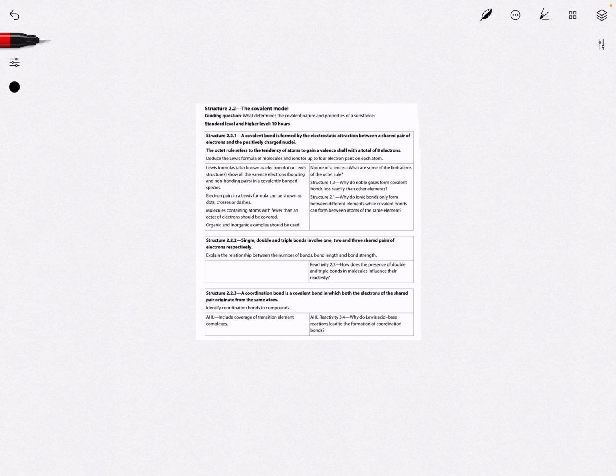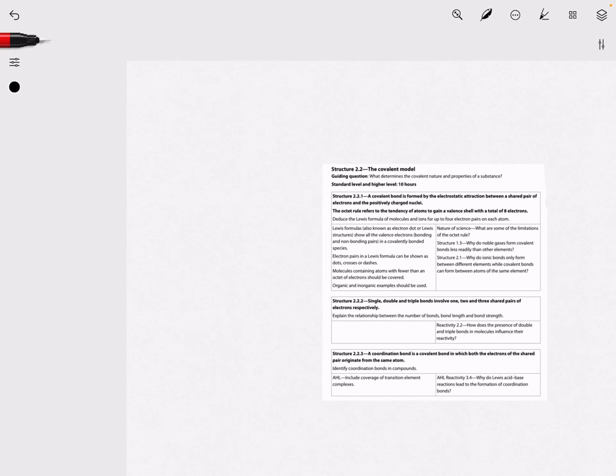Today we're going to be doing an introduction into covalent bonding. So let's see what actually is a covalent bond.